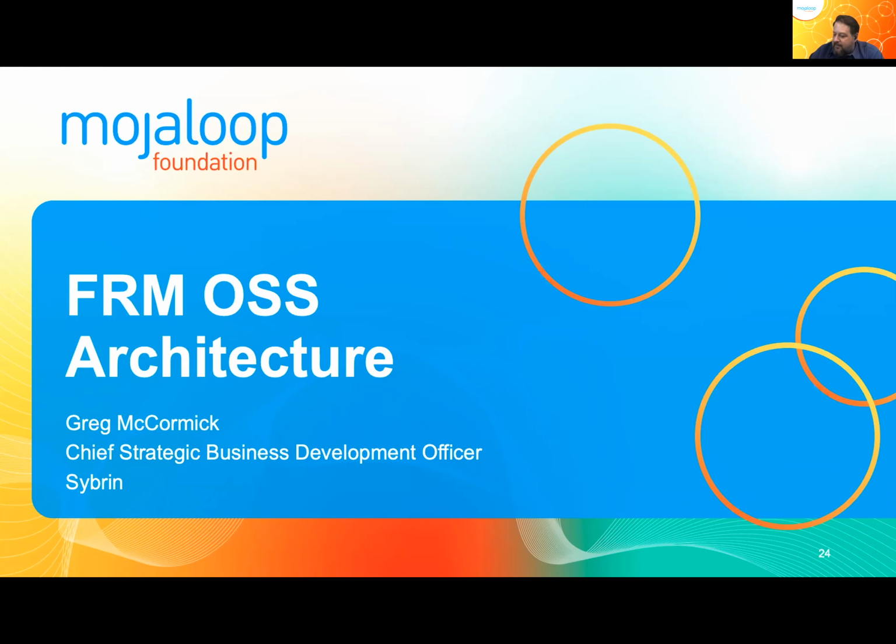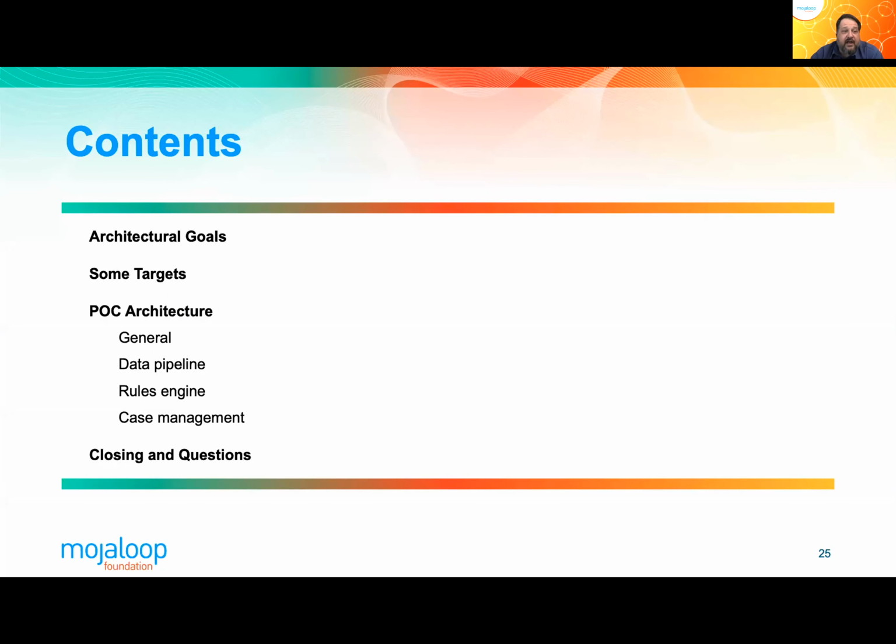So my name's Greg McCormick. A lot of you know me, Chief Strategic Business Development Officer at Cybrin. It's a big title that kind of puts me in the middle of a lot of different things. But I get to play with technology and I get to figure out how things go to market. So it makes me pretty happy.